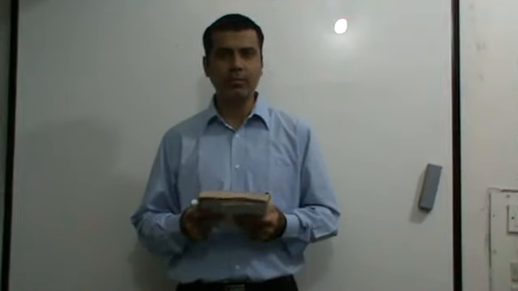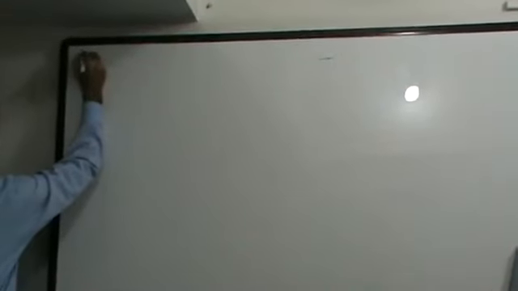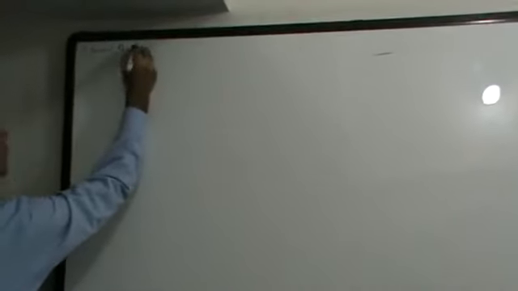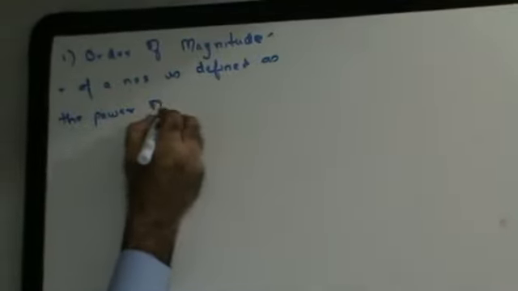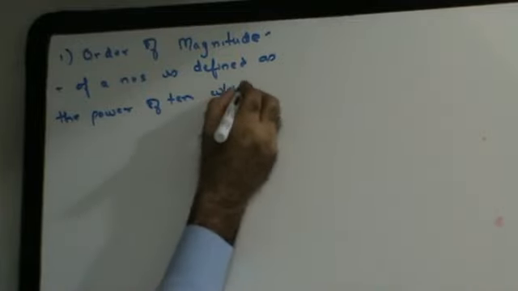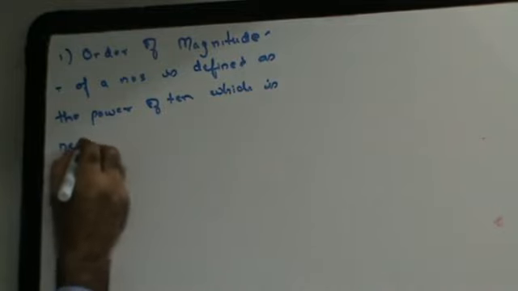Okay, now let's see this. First, what do we understand by order of magnitude? Order of magnitude of a number is defined as the power of 10 which is nearest to that number.